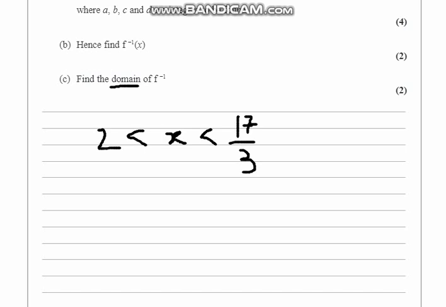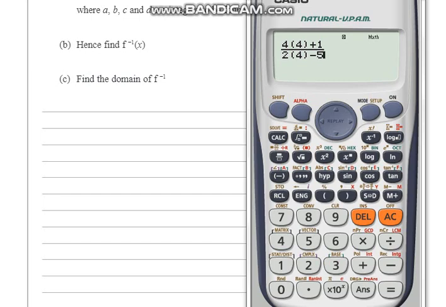If you are wondering how we got 17 upon 3, I'll show you now. Our a value was 4x plus 1 upon 2x minus 5 after simplifying, and they said that x is greater than 4. So if we check the limits here, I'll plug 4 in to get a range for f of x. So our final product will be 17 upon 3. Basically, originally it was the range of f of x, but that equals the domain of f inverse, and that's our final answer.